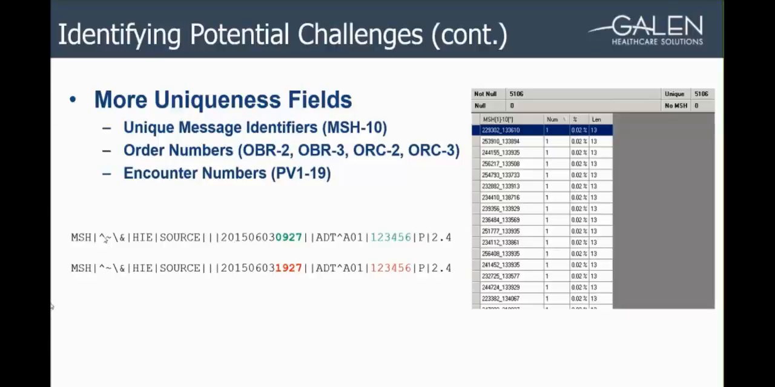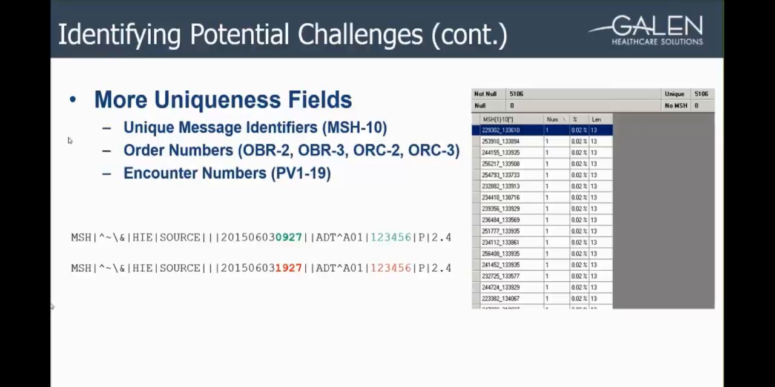HL7 Spy allows you to quickly and easily verify that those fields are unique by getting statistics for that field for all your messages. In the example above, I've returned the field statistics for 5,106 ADT messages. As you can see, out of 5,106 messages, there are also 5,106 unique values. So that indicates that each value is unique. And that's a good sign because 5,000 is a pretty good sample size, and you have a pretty good idea that likely those numbers are unique at that point.